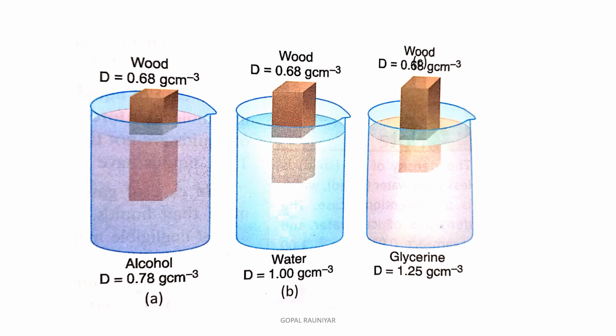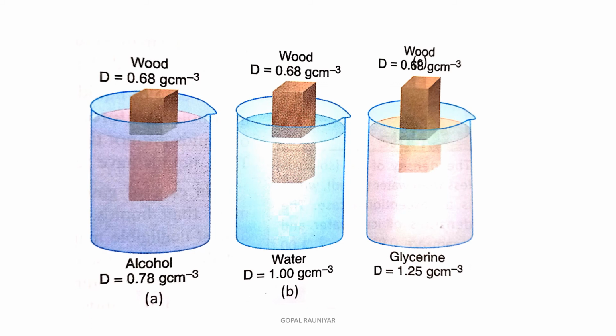Now see the picture clearly. It is a wooden block having density 0.68 gram per centimeter cube, and there are three liquids. First is alcohol, second is water, and third is glycerin. The density of glycerin is more than that of water, and the density of water is more than that of alcohol. In the first case, the wood is submerged more; in the second case it's submerged less than in alcohol but more than in glycerin. So we can see that the more the density of the liquid, the less the solid will submerge in it.